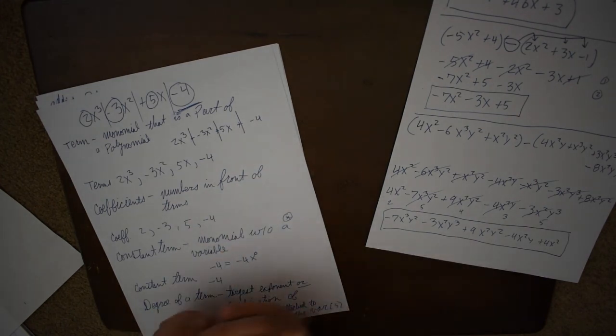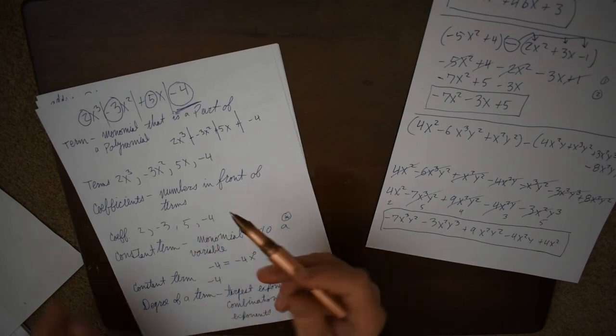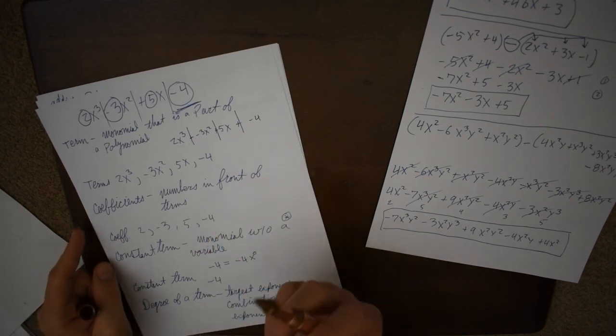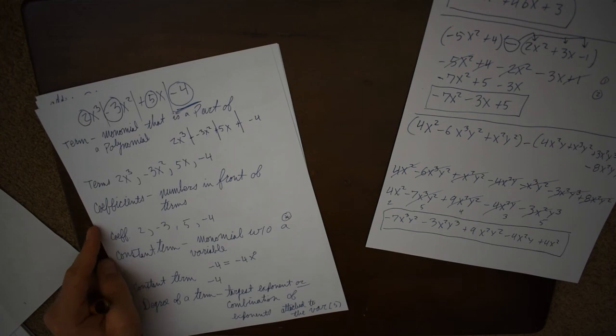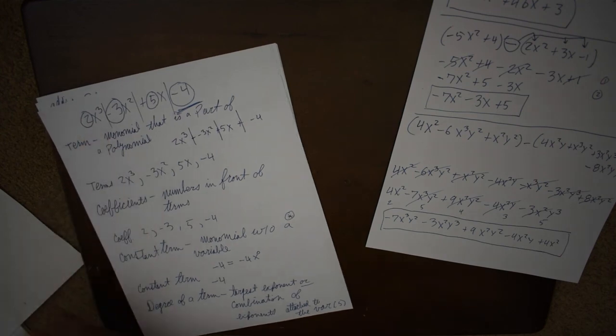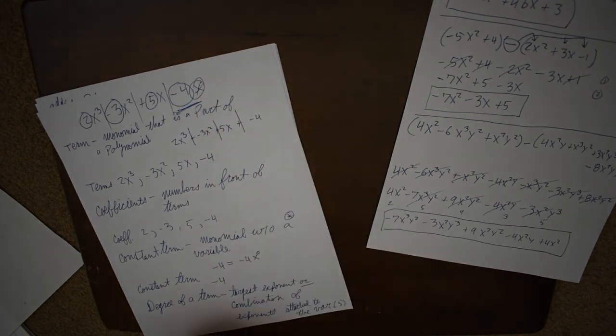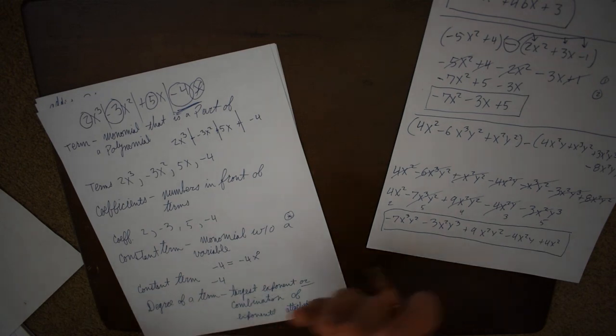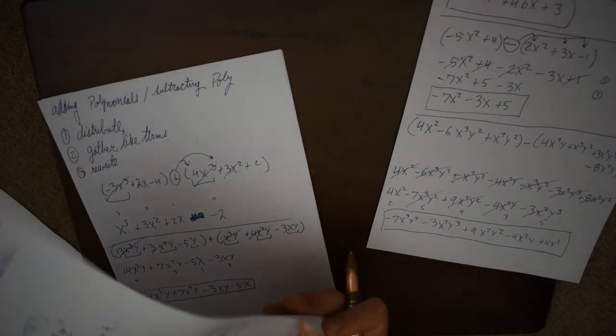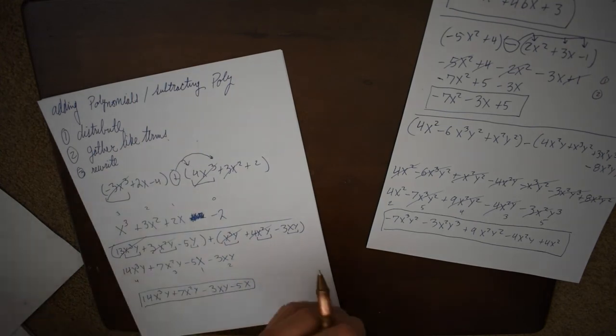Coefficients. Coefficients are the numbers in front of your terms. I bet you guys have heard the word coefficient, normally in terms of the leading coefficient. Our constant term is the constant number tacked on to the end. Not all polynomials will have constant terms, so that's something to be aware of. Then degree of terms: that's either the largest exponent or the largest combination of exponents. Then we talked about degrees of polynomials.